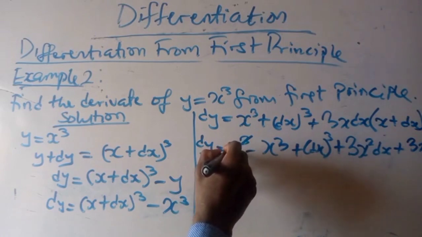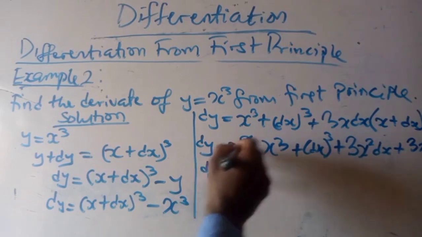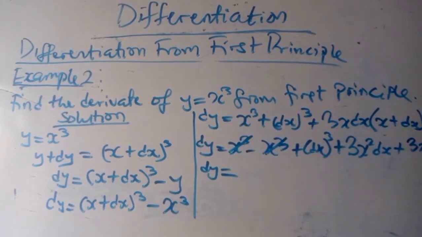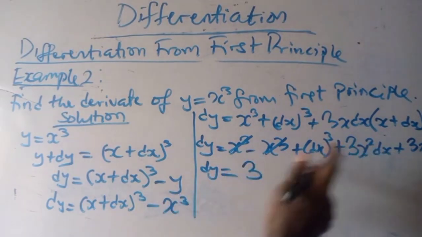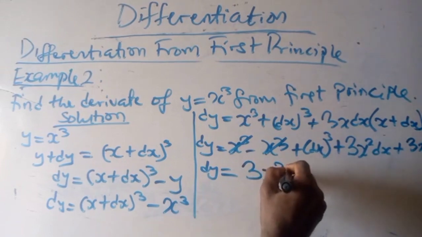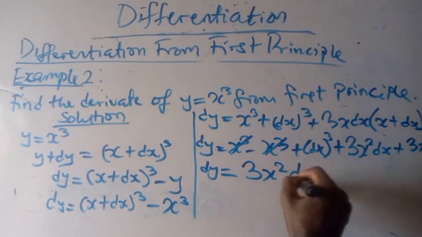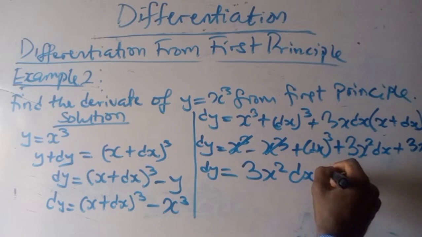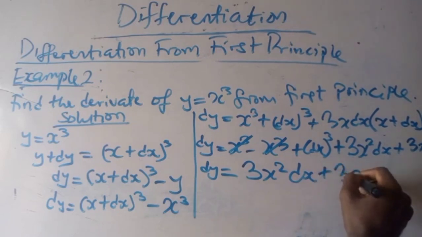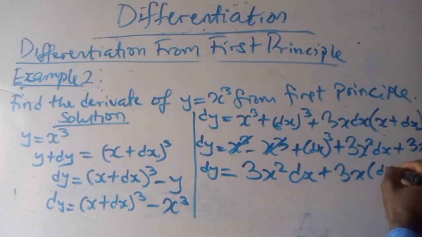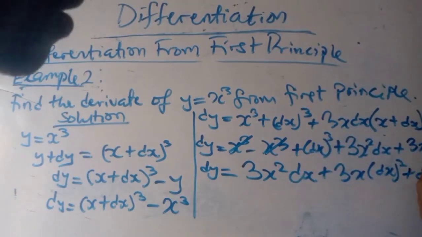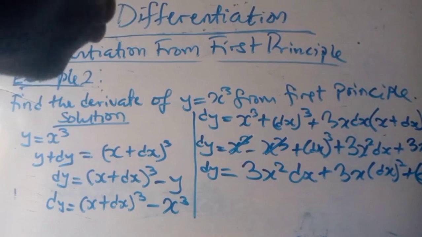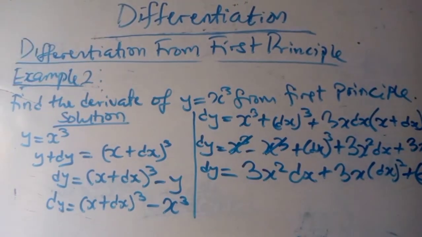So our dy, x raised to power 3 crosses out x raised to power 3 to leave with us 3x squared dx plus 3x open bracket the dx raised to power 2, we should not forget this, plus the dx raised to power 3. So what do we do next?